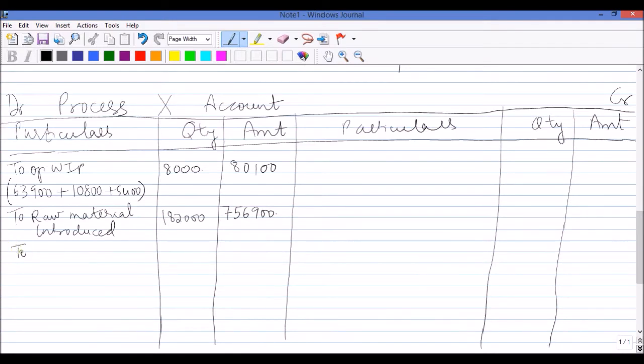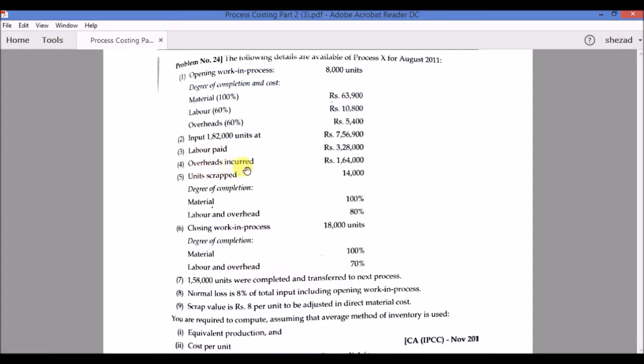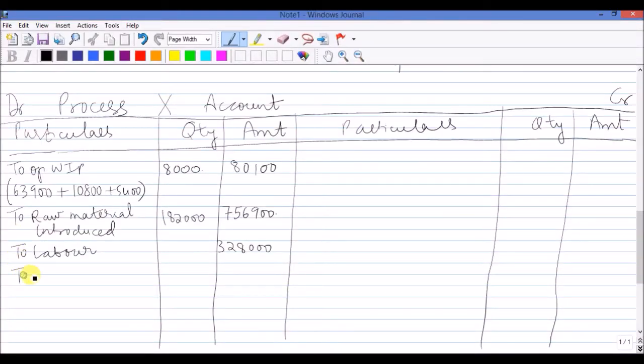So there is a labor cost of 3,28,000. Then we have overheads of 1,64,000.